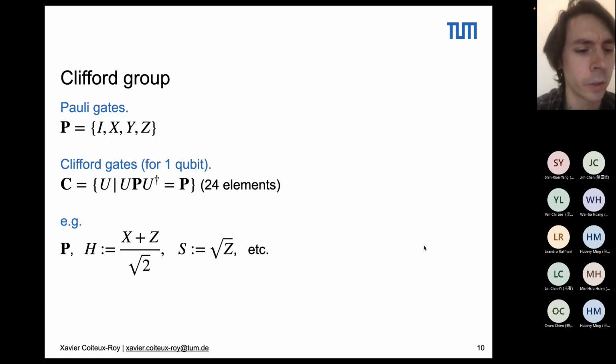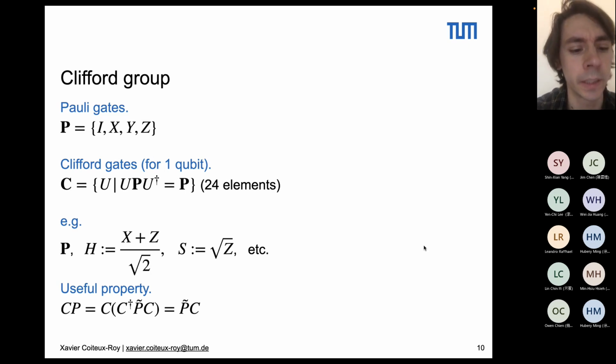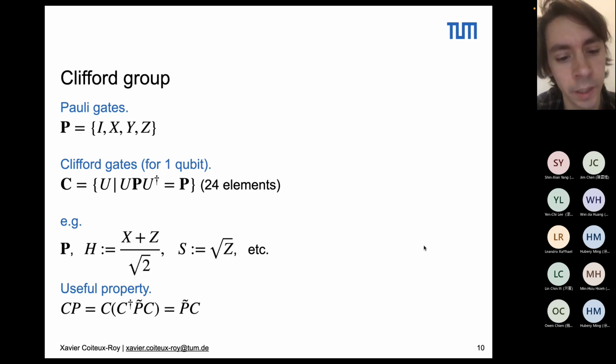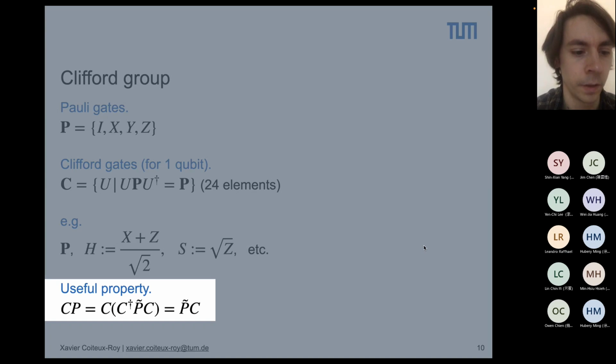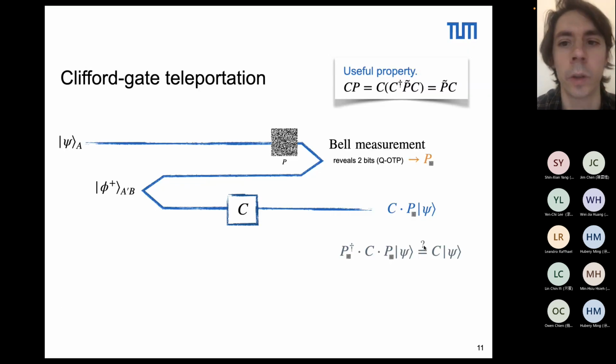And the details of this are not super important for the talk, but one really important property is this one, which is that if we apply a Pauli gate and then a Clifford gate, it's equivalent to applying a Clifford gate and then a different Pauli gate that depends on the Clifford. And this is because of this property of Clifford gates. And this will be crucial to our construction.